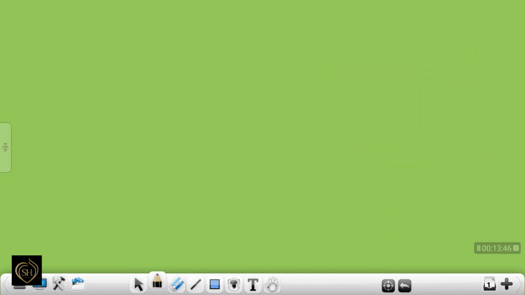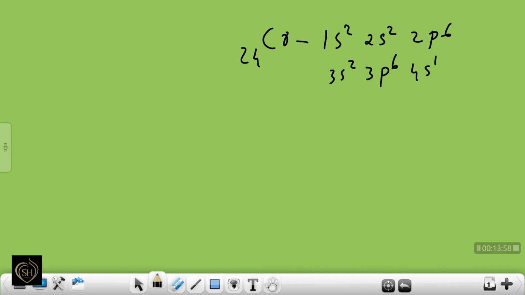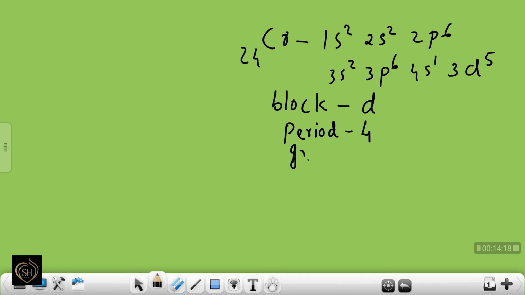So one more example, chromium 24. You know the speciality of chromium now: 1s2, 2s2, 2p6, 3s2, 3p6, 4s1, 3d5, because half filled or completely filled subshells are more stable. So block, the last electron goes to D, so D block. Then period, outermost shell, not subshell, 4. Then group, electrons in the outermost S subshell and D subshell, 1 plus 5, 6.